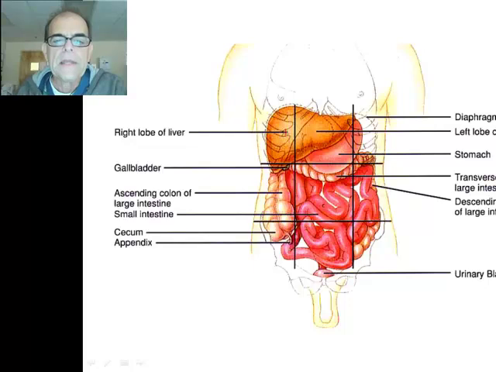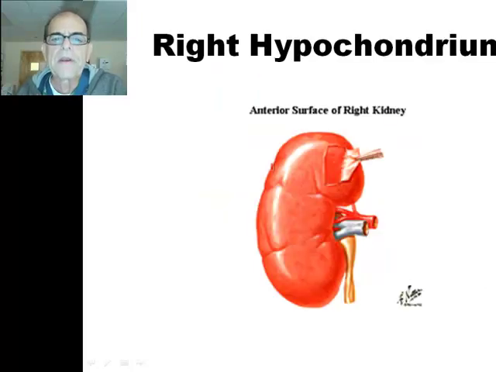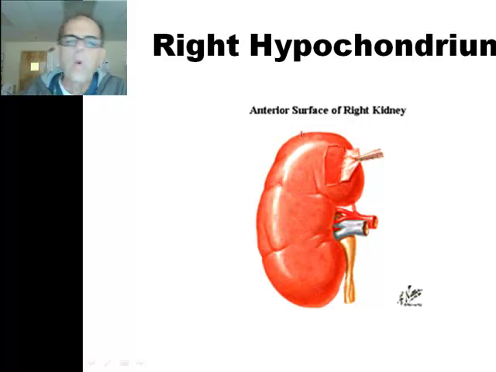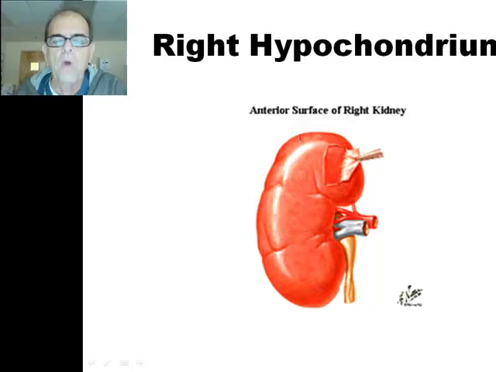Okay, liver, gallbladder, and a little part of the right kidney. The right hypochondrium also has a little part of the right kidney, but even so the kidney is not always scanned from the right hypochondrium. In general, it's scanned from the coronal plane, from the lumbar region.